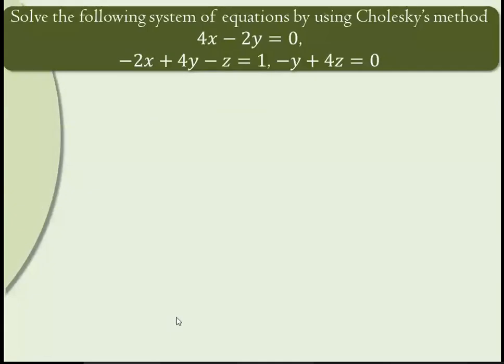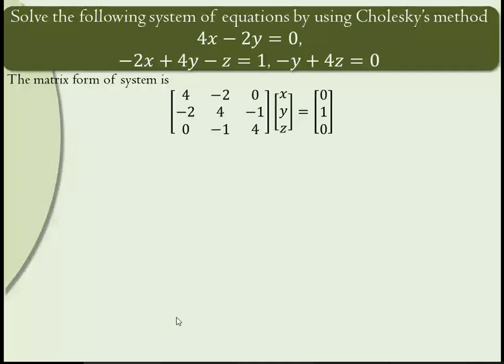Solve the following system of equations by using Cholesky's method: 4x minus 2y equals 0, minus 2x plus 4y minus z equals 1, minus y plus 4z equals 0. Again, the method is similar. Firstly, write this down in matrix form.